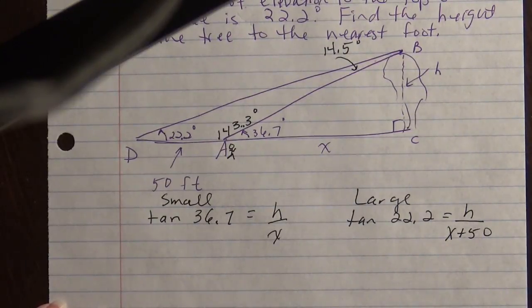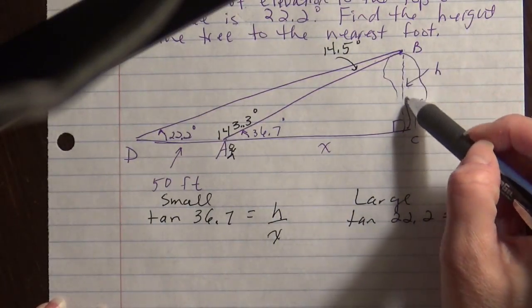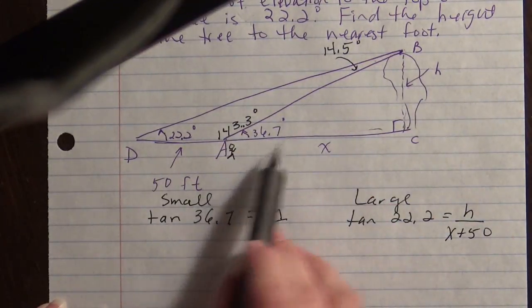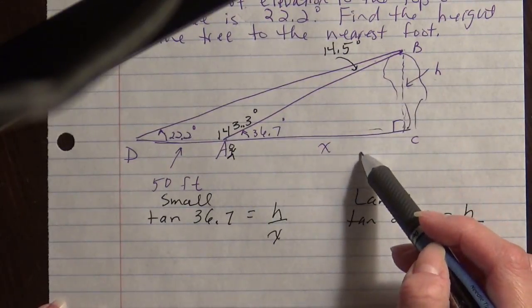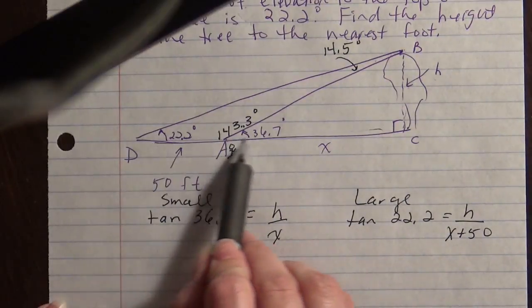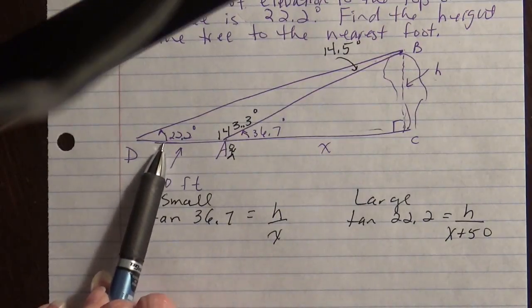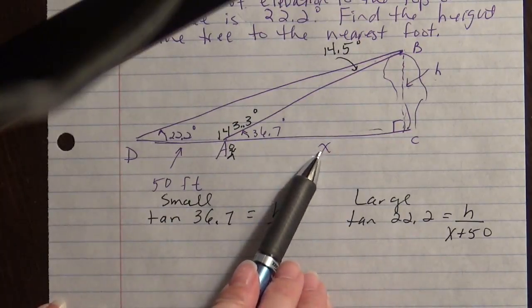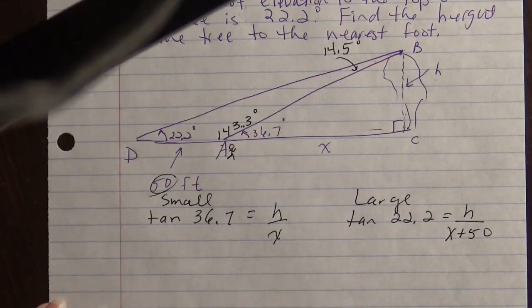Okay, so I want to pause there for a moment and make sure that you're clear on how I've done that. I looked at it as two separate triangles. When I look at the small triangle, I can do tan of 36.7 equals opposite over adjacent. So tan 36.7 equals h over x. Then when I look at my large triangle, I'll do tan of 22.2 equals opposite, which is h, over adjacent, which is x plus 50 for this piece from here to here, because that's where he backed up 50 feet.